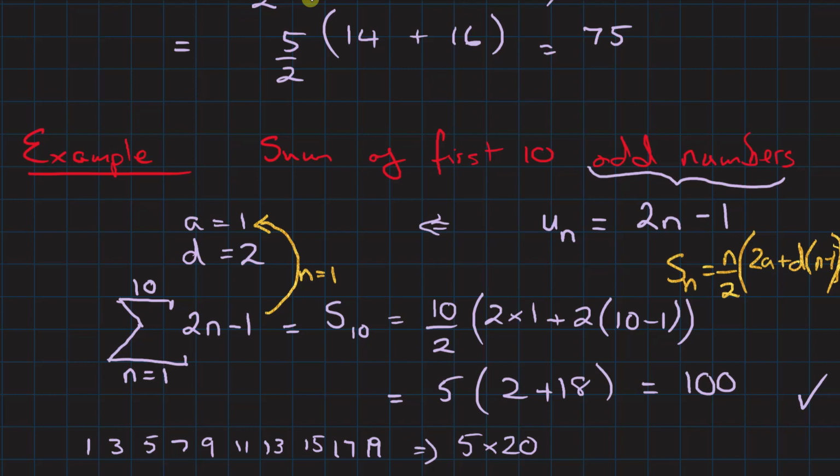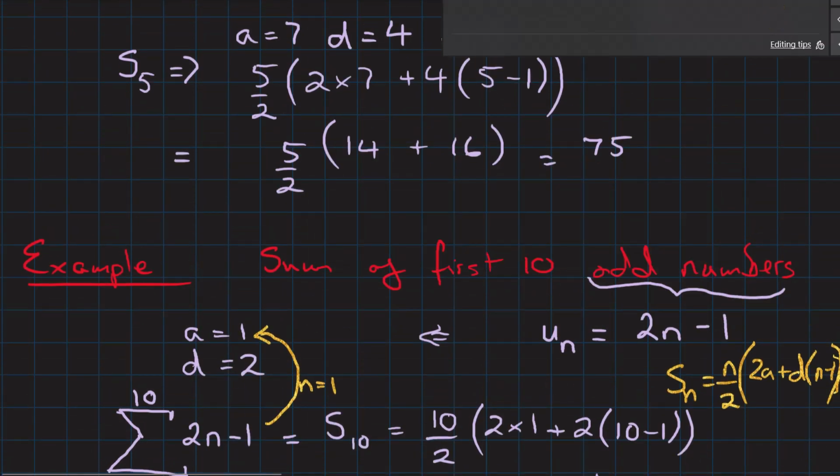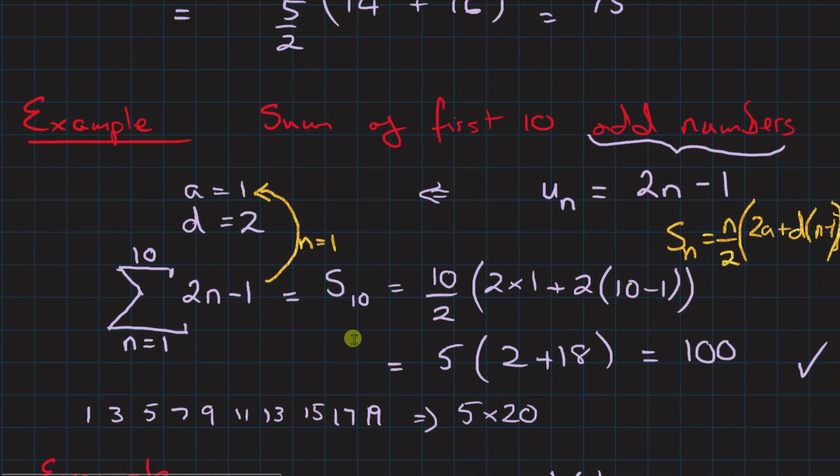So if I want to do the first 10 odd numbers, what we need is n divided by 2, 2 times the first term, plus 2 times the number of terms minus 1. Gives me 100. If you actually write the first 10 odd numbers down, add them up, you get 100. If you do the first and last pairings, 20, 20, 20, 5 pairs of 20, 100. Still works.